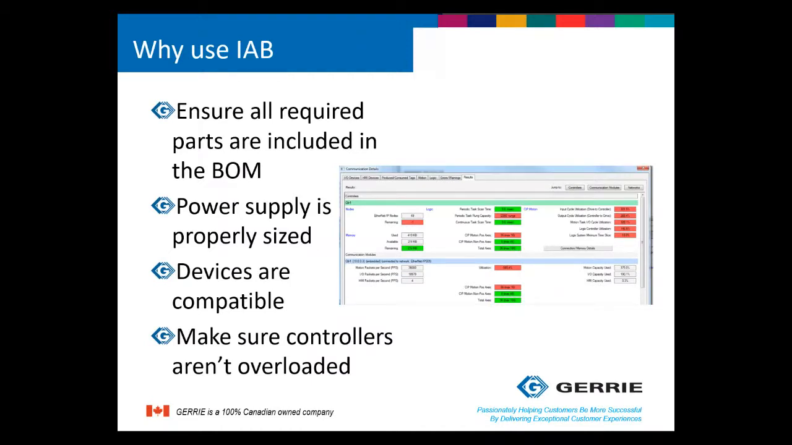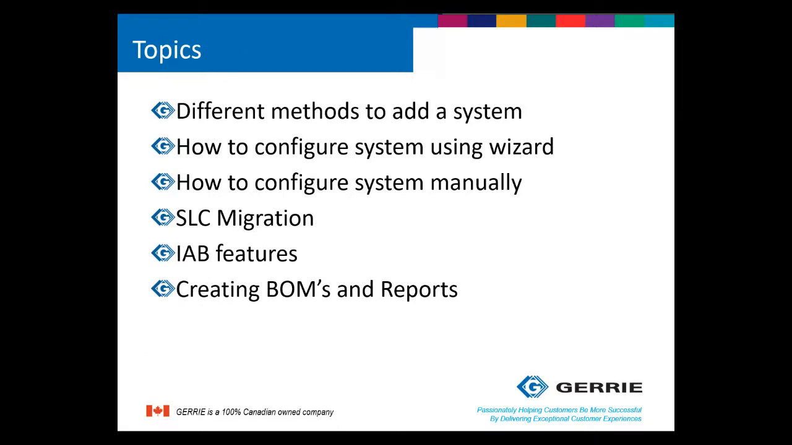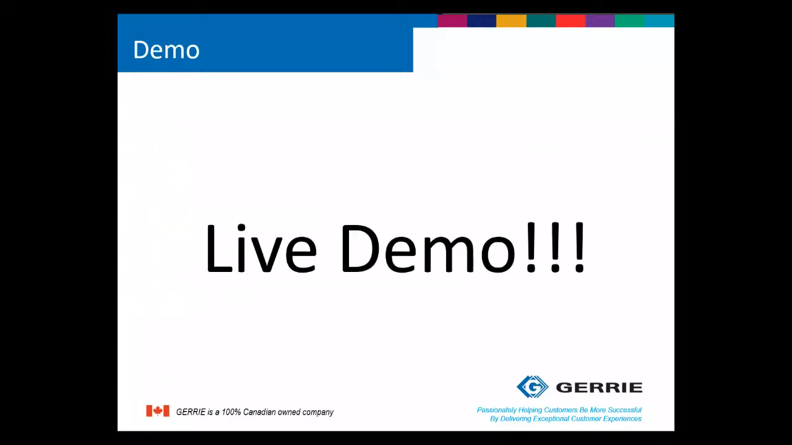In this webinar, we're going to cover the different methods to add a system. The two that we're going to cover are configuring a system using the wizard and configuring a system manually. We're also going to do an SLC migration because those are really popular right now. We'll go through the different features of IAB and creating bills of materials and reports that you can send to your customers. So we'll jump right in and start with the live demo.